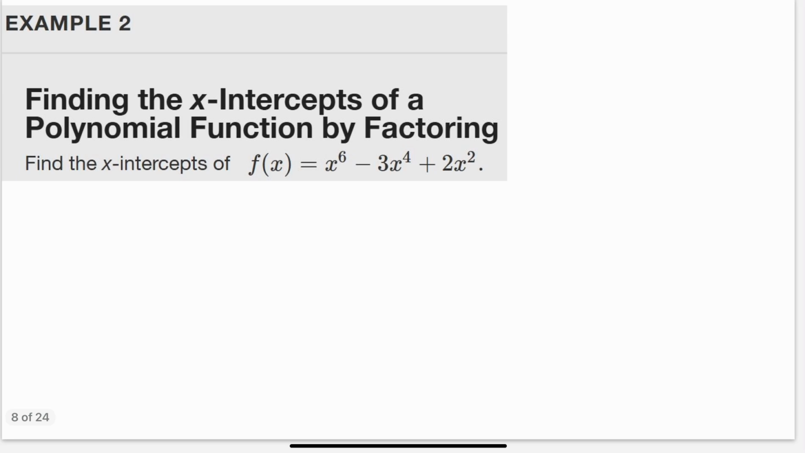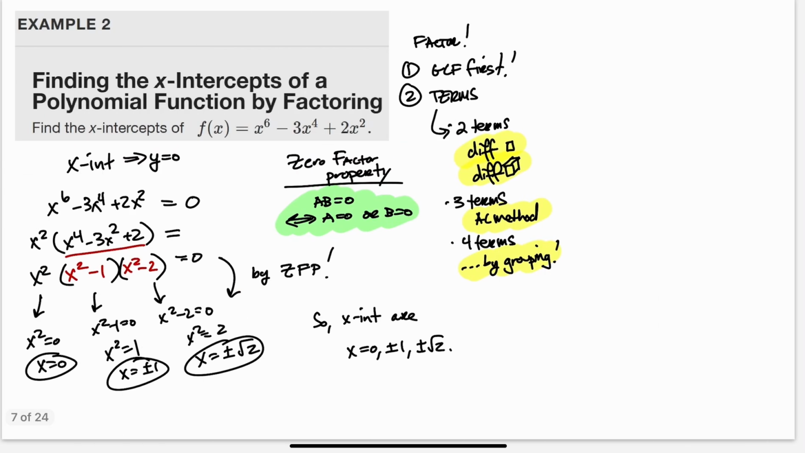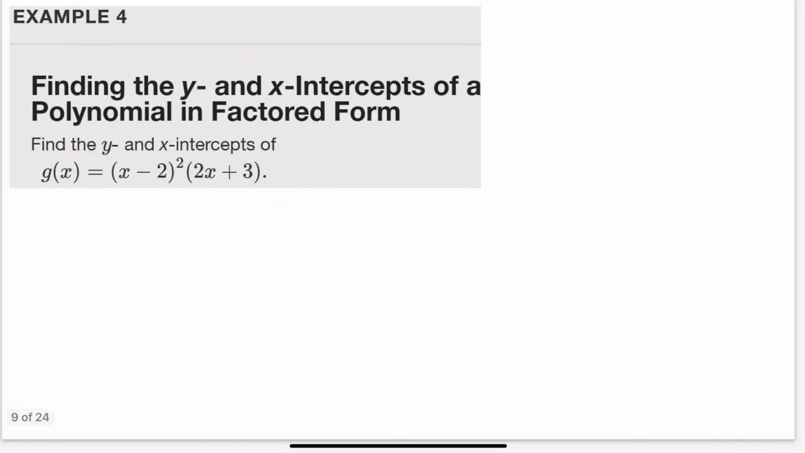Okay, example number 3, find the x-intercepts, again, by factoring. Wait, let me see. So that's that. Okay, I already did that one. So look in here. Let's say it's already in factored form, then you're happy. So here, what are the x- and y-intercepts? Well, the x-intercepts are where y equals 0, and the y-intercepts are where x equals 0.